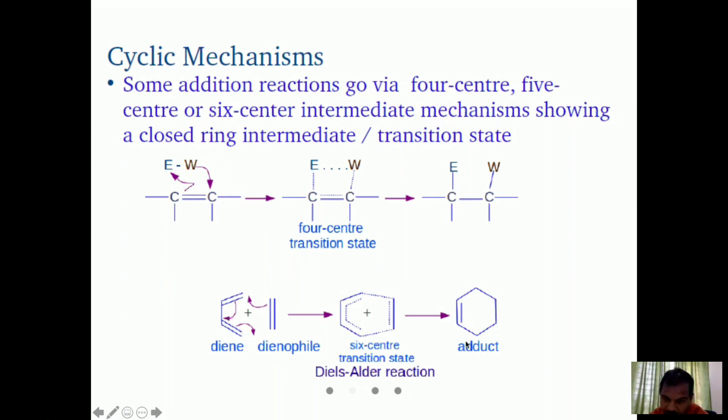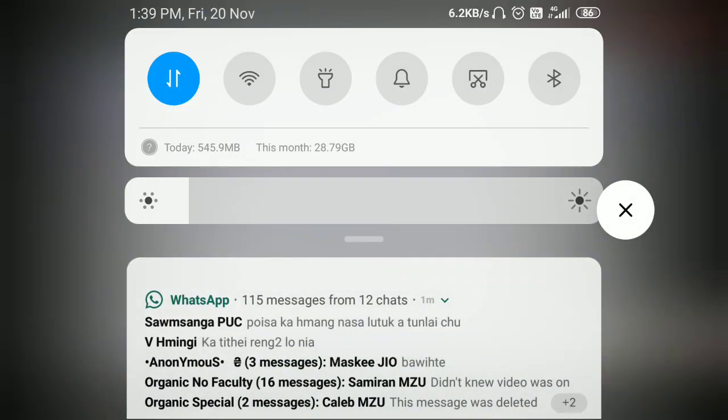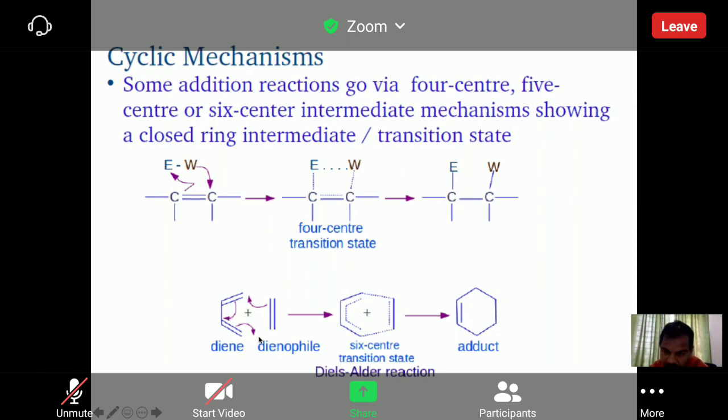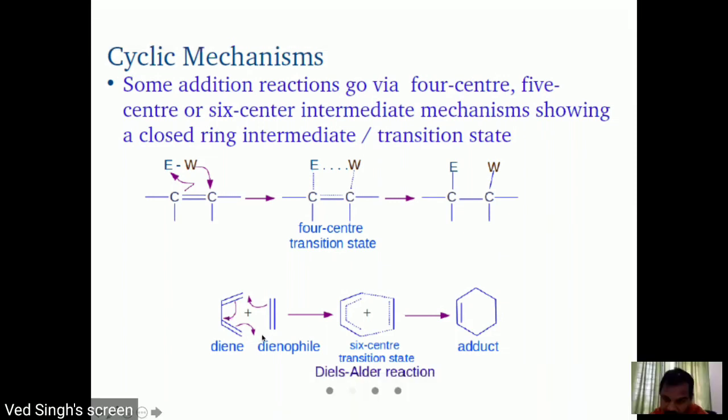And we call it addition to conjugated systems. Addition to conjugated double bonds: 1,2 and 1,4 addition. What is 1,2 addition and what is 1,4 addition? We will see. This addition reaction goes via an open chain or cyclic intermediate.